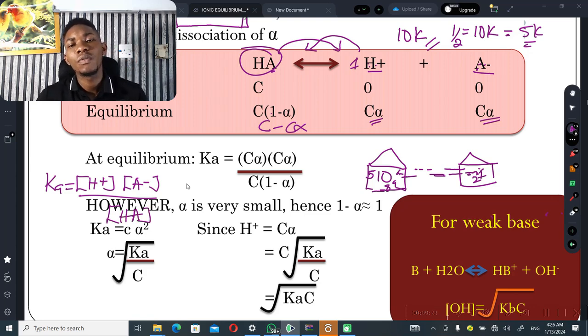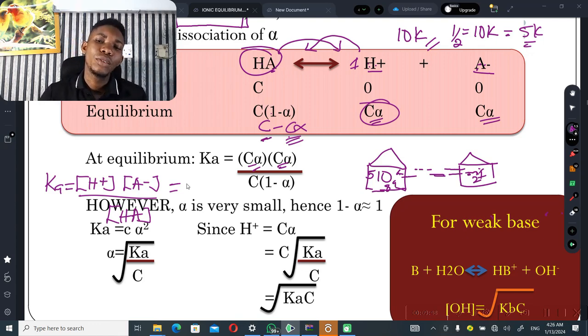Now, what is the concentration of H plus? Of course, it is C alpha. So in place of H plus, put C alpha. The concentration of A minus is what? C alpha also, which is what they have here. Then the concentration of HA is C bracket 1 minus alpha, or you can say C minus C alpha, to tell you that this is the amount that actually left of the total amount you have here.